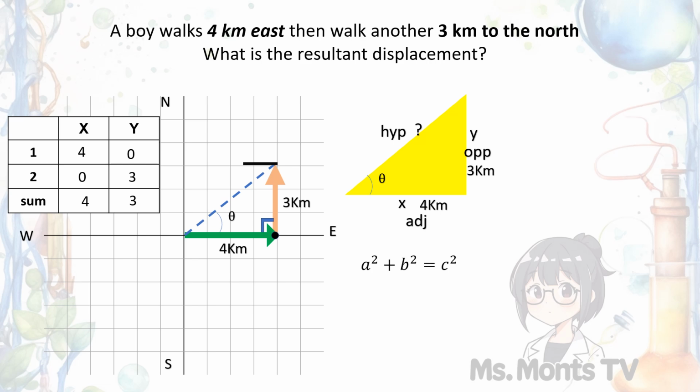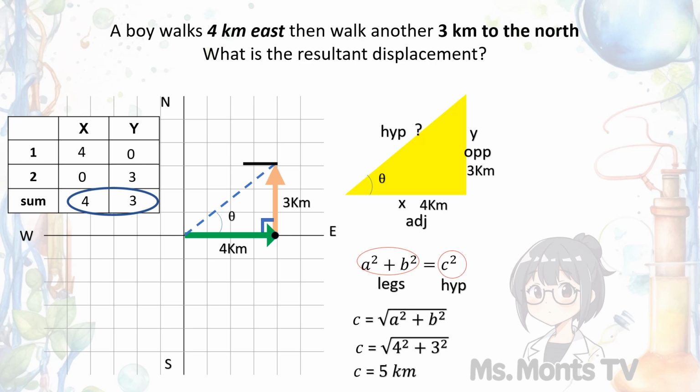Now, we need the hypotenuse. To get the hypotenuse, we need the Pythagorean theorem. A squared plus b squared equals c squared. The a squared plus b squared, that is the legs, 4 and 3. And the c is the hypotenuse. So, c equals the square root of a squared plus b squared. Just substitute. C will be 5 kilometers.